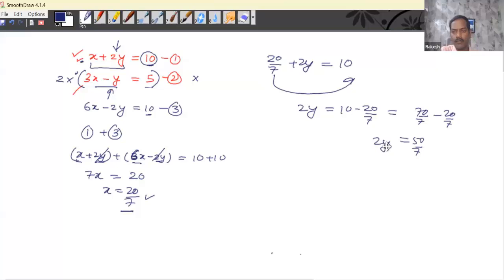Again, we need the value of y. We don't need the value of 2y. So what we can do is that we can divide both sides by 2. So I'll be getting y, which will be equal to 25 by 7. So this is the value of y and this is the value of x. In both the cases, as I said, you'll be getting the same values.